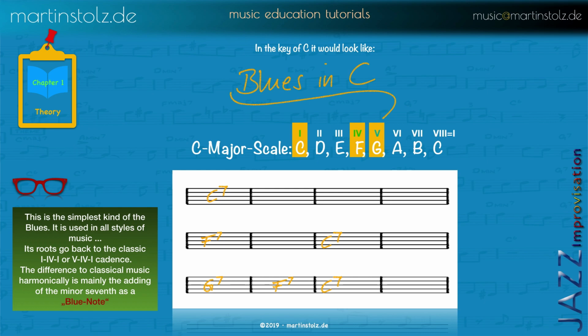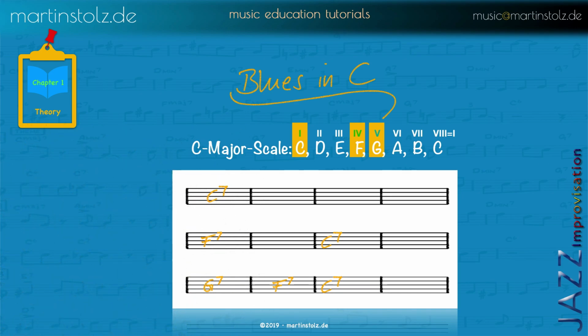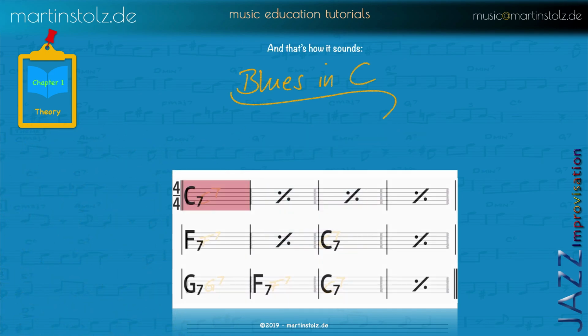It's used in all styles of music, and the roots go back to the 1-4-1 or 5-4-1 cadence of classical music. And the difference is that in classical music you only use triads, and we use here 4 chord voicings with the blue note, the 7 as a blue note. So pretty easy. Now let's take a listen how this sounds.